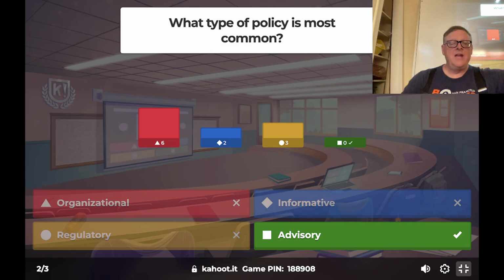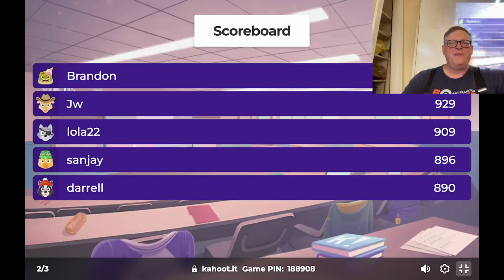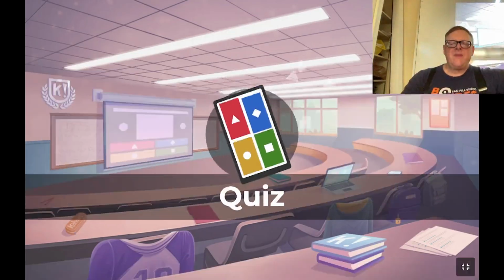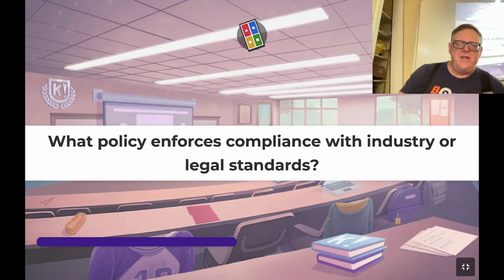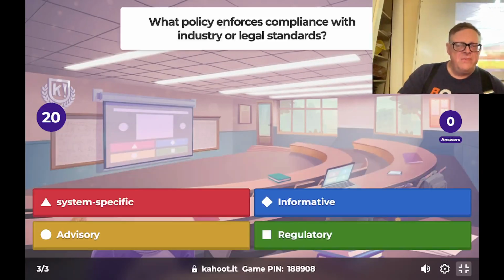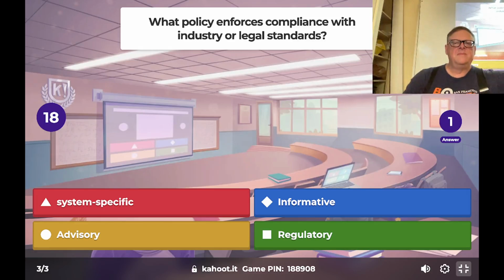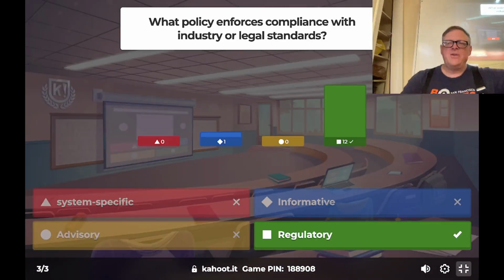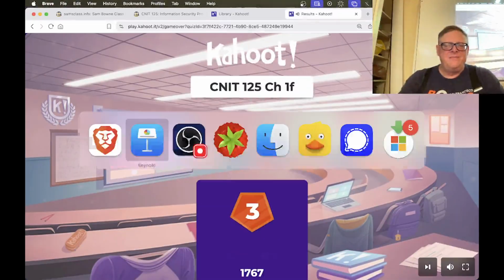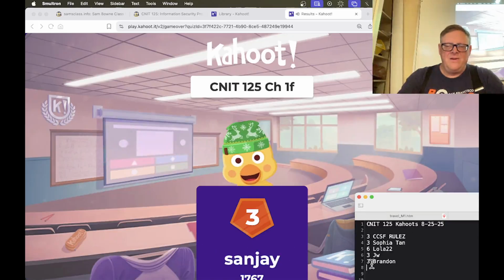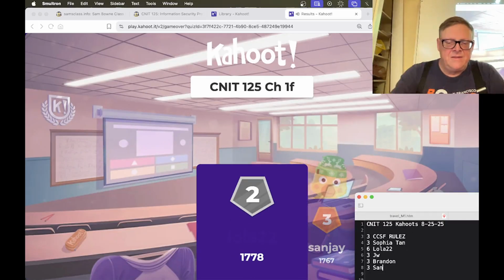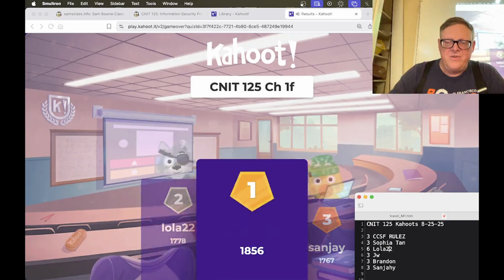Advisory policies. Nobody got it right. That's all right. Most policies are advisory. And which policy enforces compliance with a standard? Those are the regulatory policies. All right, good. Lola's doing very well.